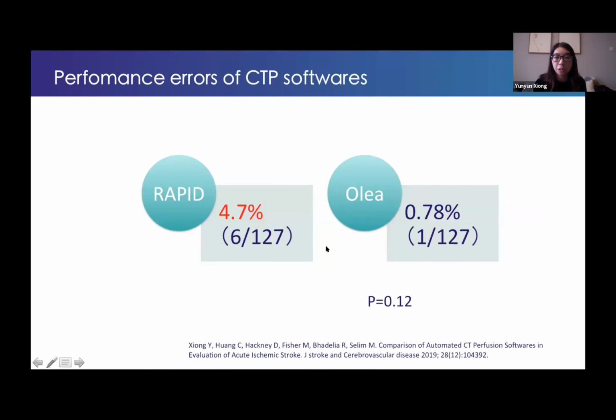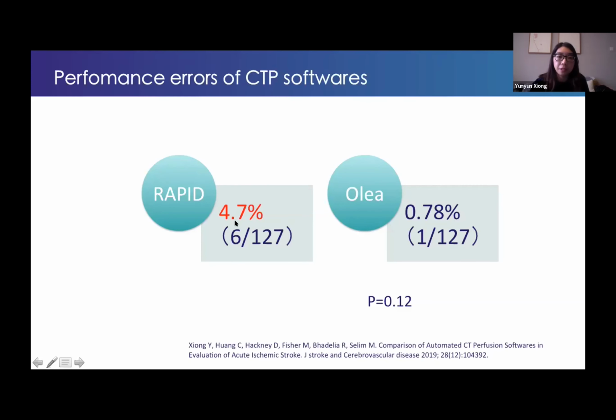And because they charge different amounts of money, RAPID is much more expensive than OLEA. So when I was at Harvard, I was curious whether these two softwares are comparable with each other. Can OLEA substitute RAPID in acute stroke identification and decision making for thrombectomy? So I compared these two softwares in patients who were suspected of acute ischemic stroke.